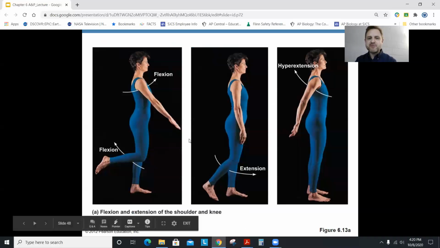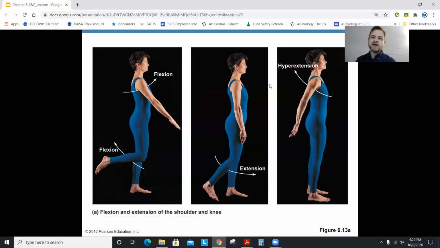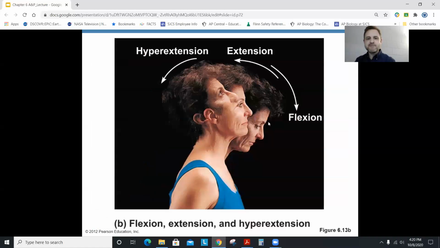Here you can just see examples of flexion. Here you're flexing your knee, here you're extending your knee. Hyperextension, like with your arm, is going past 180 degrees. Okay. Again, with your head: flexion, extension, hyperextension.